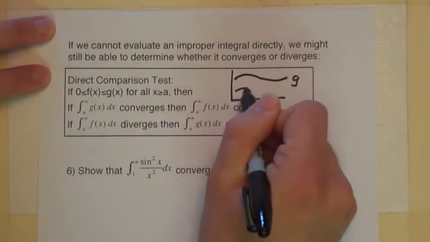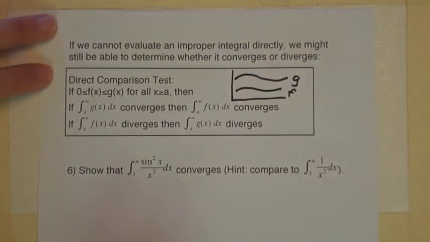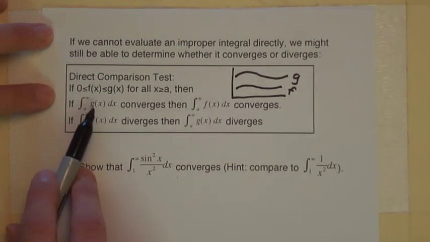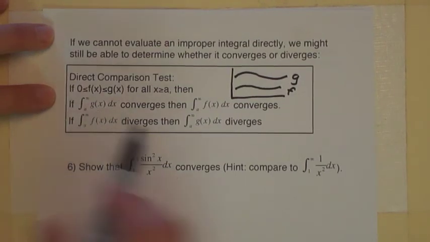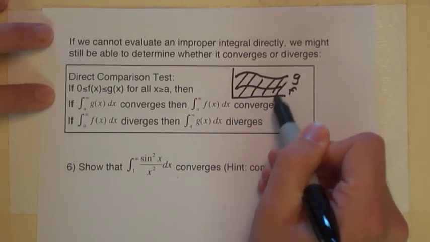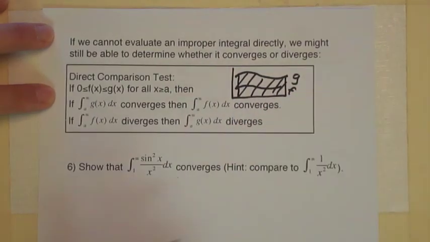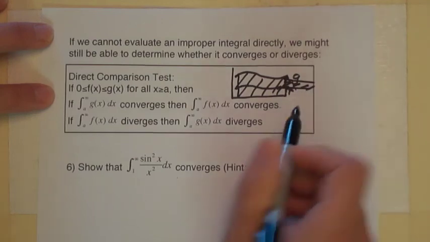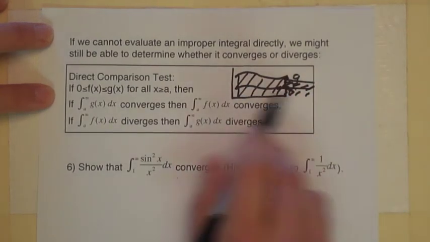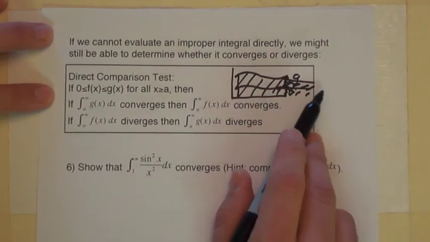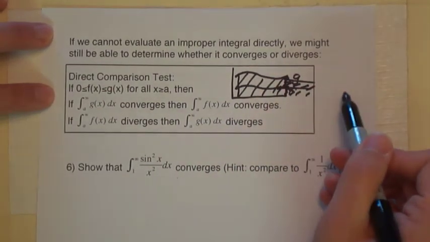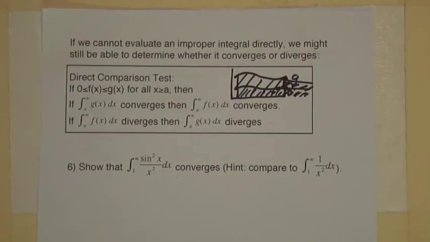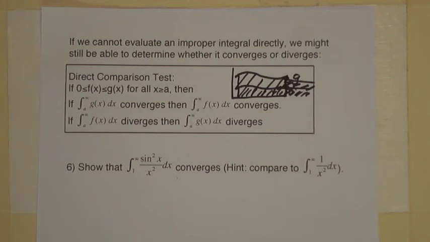So here's the picture. Here's your function g, and then here's a function f below it, and they're both positive. And this is saying that if the area under g converges, so all of that is finite, or sorry, it doesn't have an endpoint here, that's the whole point. If the area under g converges, then so does f. Well, that's clear from the picture. If all of this area is finite, then the smaller area under here is obviously also finite. It's just a smaller finite positive number.